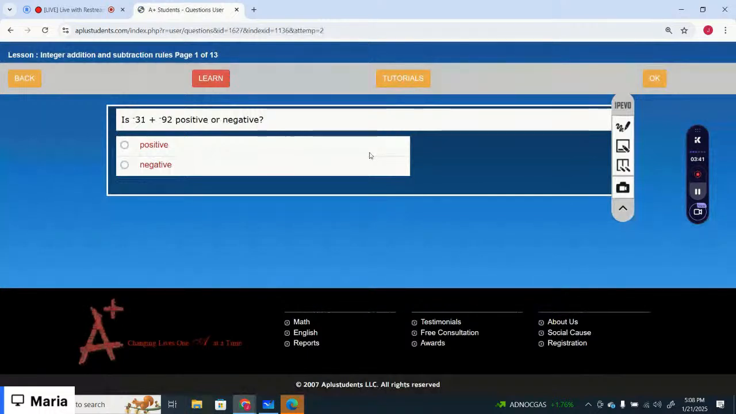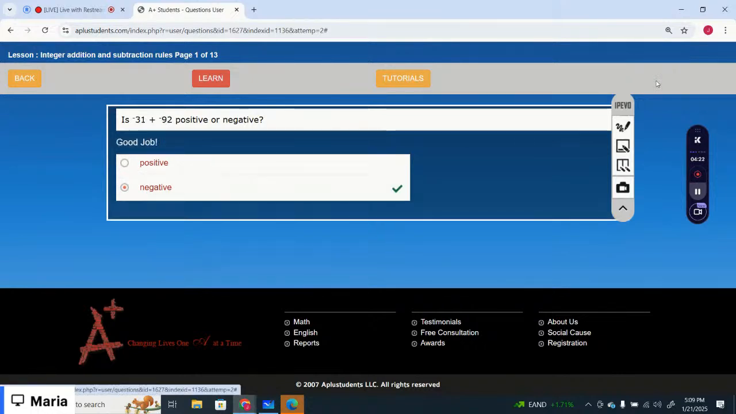Is negative 31 plus negative 92 positive or negative? So you are adding two negative numbers, right? When you are adding two negative numbers, the answer is always negative. So the correct option is negative.